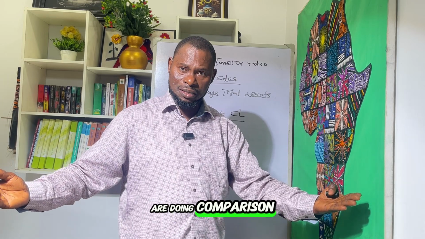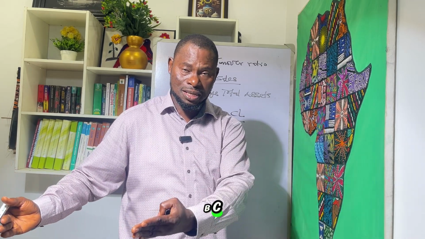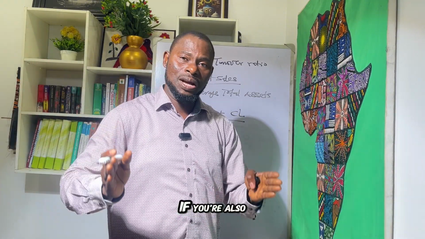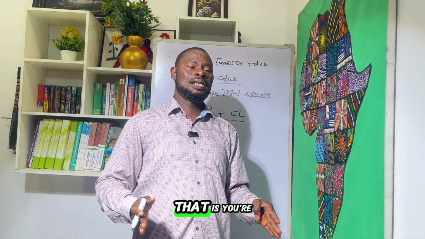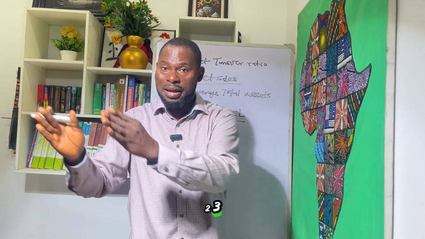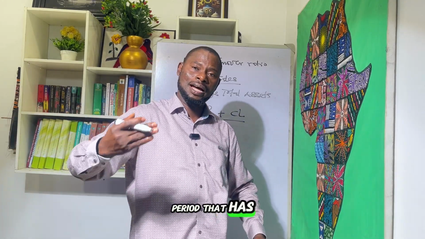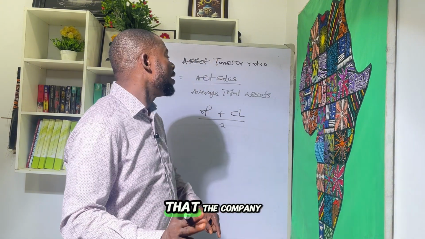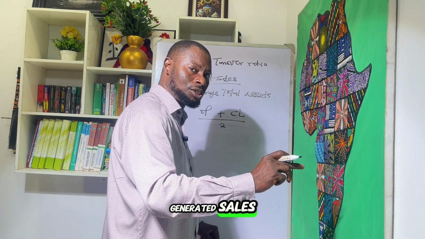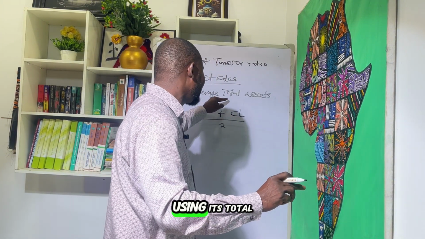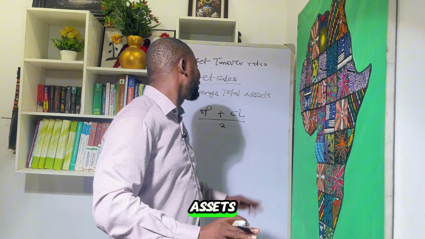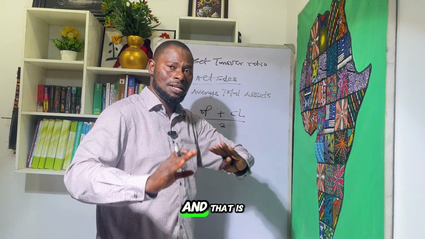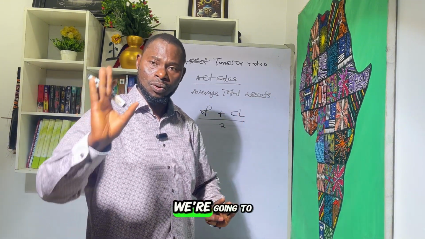So if you are doing comparison between company A, B, C, it means the highest one is the best of them all. If you're also doing intra-company, that is, you're looking at period 1, 2, 3, and 4, it means the period that has the highest is the best period for you. It means that is the period that the company generated sales the best by using its total assets. Now, that is how to calculate the asset turnover ratio, and that is how to interpret it. We're going to the next one.